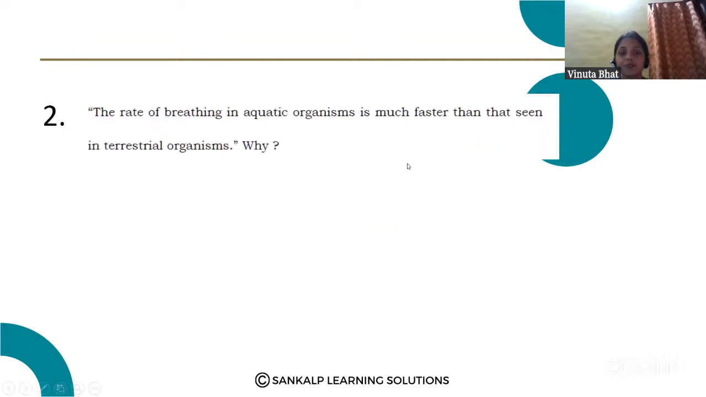Next question. The rate of breathing in aquatic organisms is much faster than that seen in terrestrial organisms. Why? Aquatic organisms have a faster breathing rate compared to terrestrial organisms, which live on land. What is the reason behind this? Write down the question.